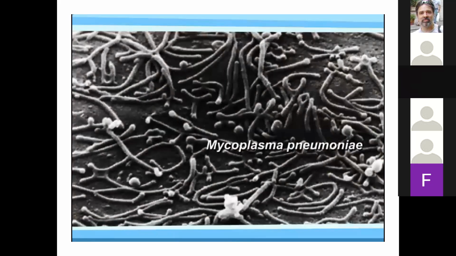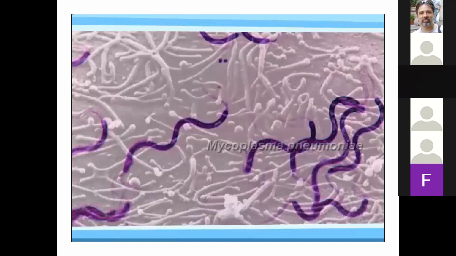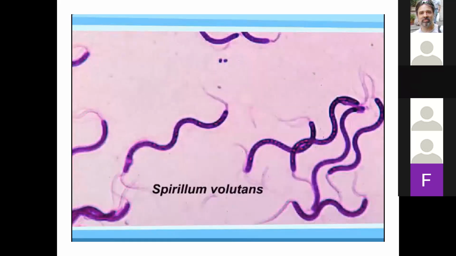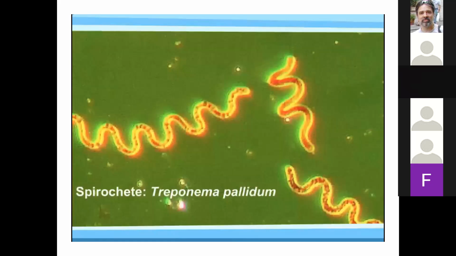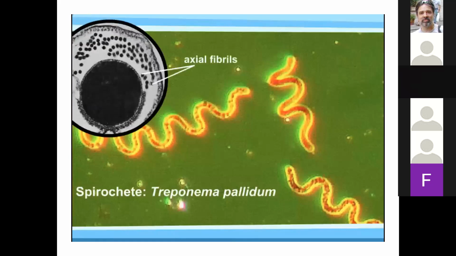Mycoplasmas are a group of bacteria that lack a cell wall. The cells of this group are pleomorphic, meaning that the cells take on a variety of different shapes. There are two groups of spiral-shaped bacteria. Spirilla are motile by means of flagella, and spirochetes are motile by means of axial fibrils located beneath a sheath that covers the entire surface of the cell.